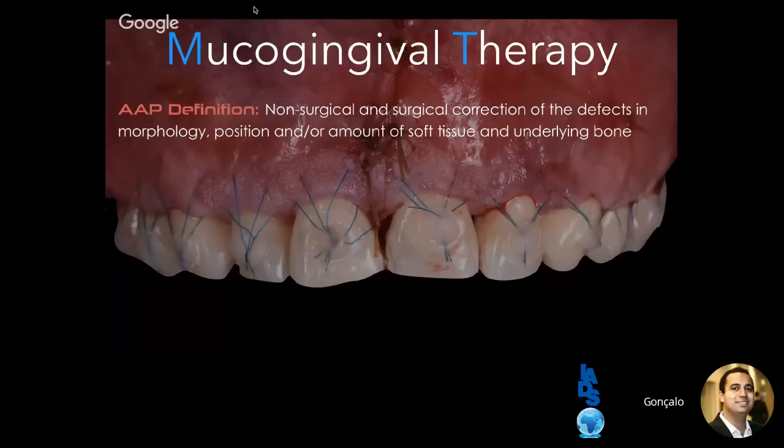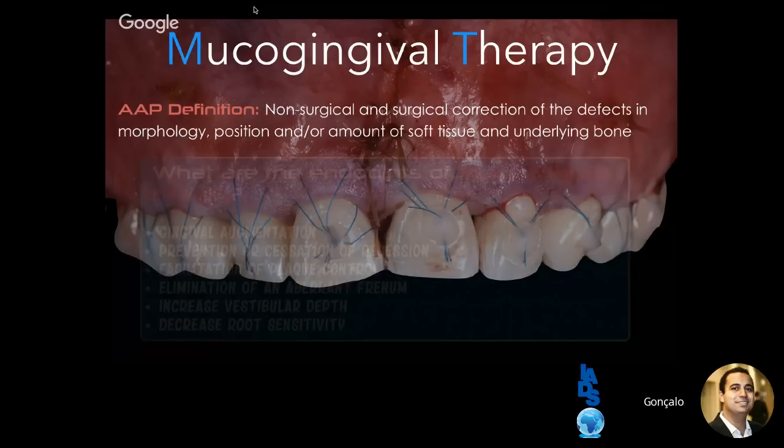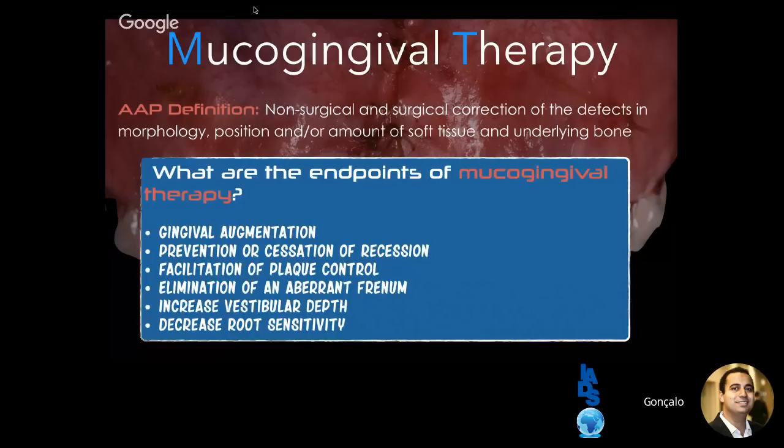If you take a look at the definition of mucogingival therapy, it includes both non-surgical and surgical correction of the defects in morphology, position, and the amount of soft tissue and underlying bone. So you can see that there are many applications of mucogingival surgery. It's not just for the treatment of gingival recession. It can also be used for soft tissue augmentation around both teeth and implants, also for surgery of the frenum, so frenectomies. Also, we can do canine exposures and other tooth exposure. So you can see it has many applications.